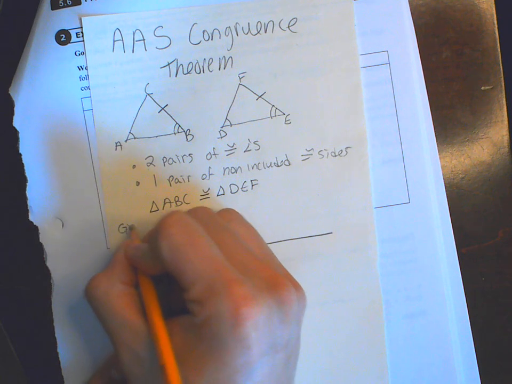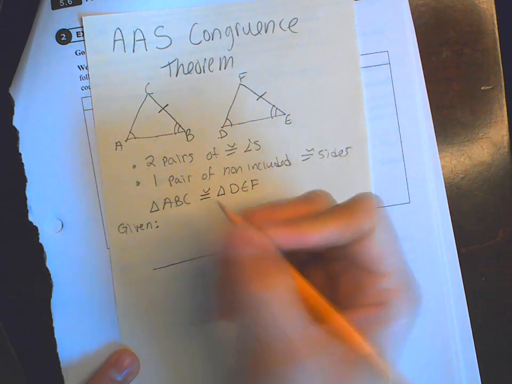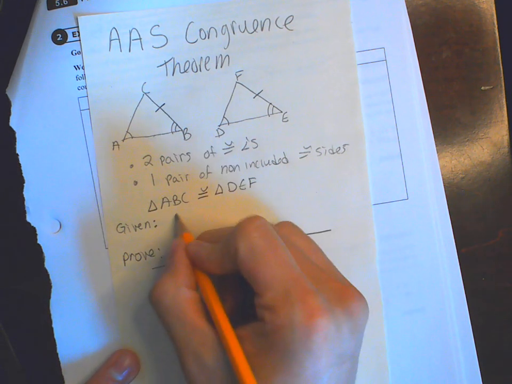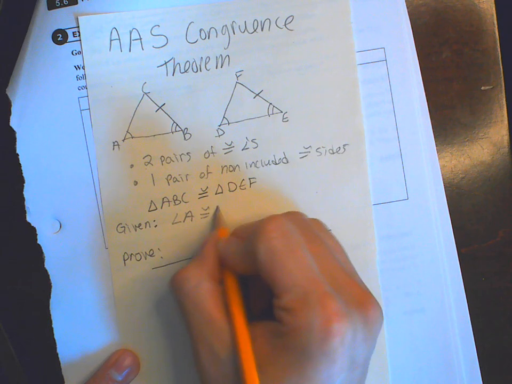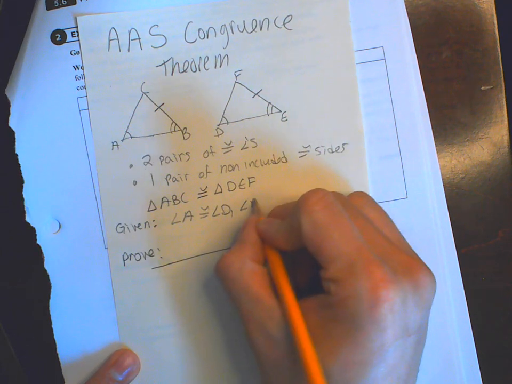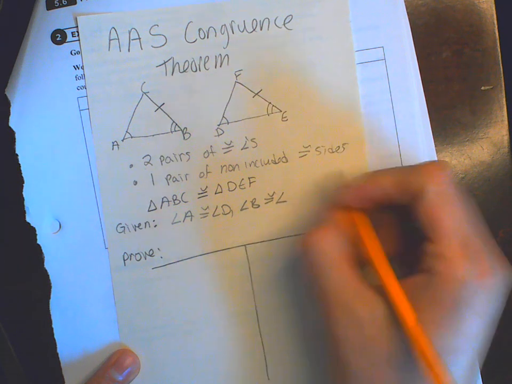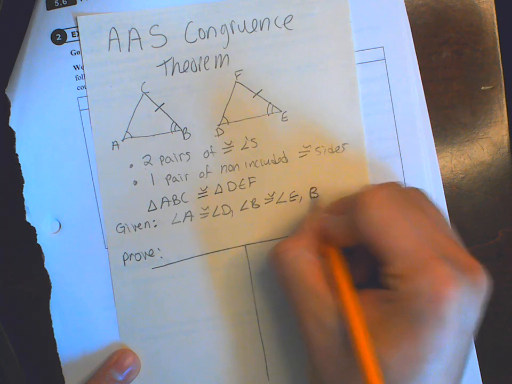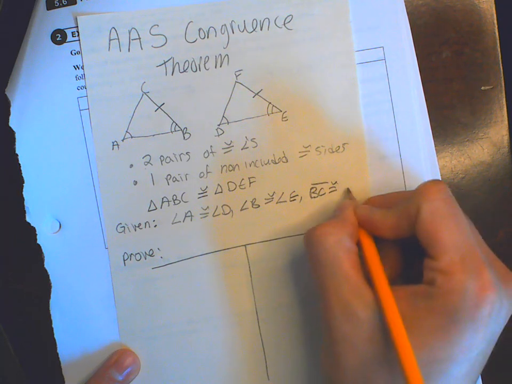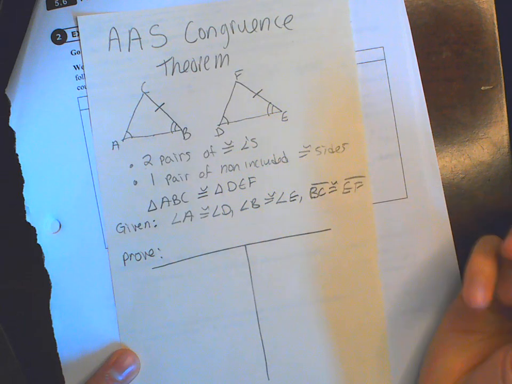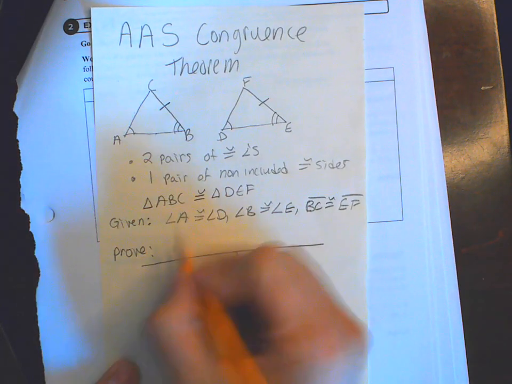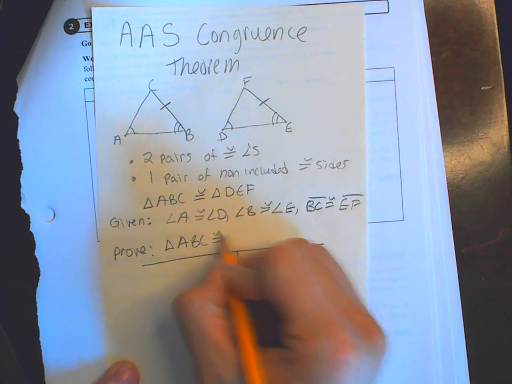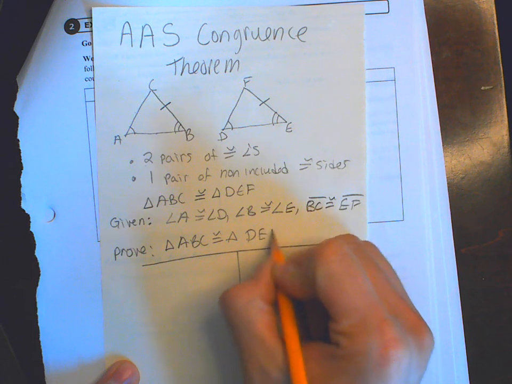Okay, so let's start first with what it is that I am given and what I'm trying to prove. What's given to me here is that angle A is congruent to angle D. Angle B is congruent to angle E, and also BC is congruent to EF. And what I'm trying to prove here is that the triangles are congruent.